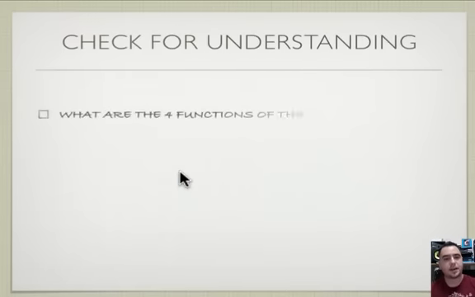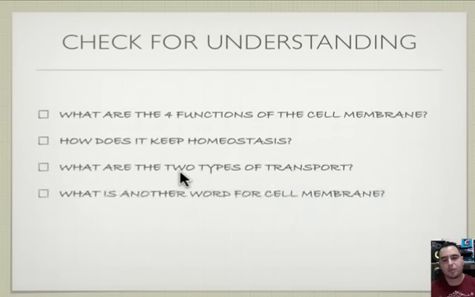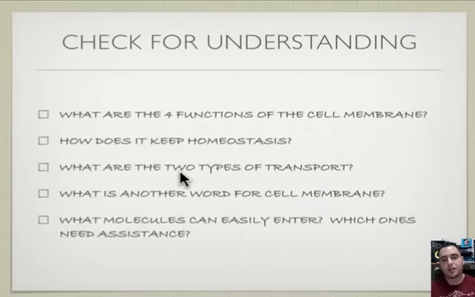Let's do a check for understanding. What are the four functions of the cell membrane? Think about that. How does it keep homeostasis? What are the two types of transport? What is another word for cell membrane? What molecules can easily enter? Which ones need assistance?